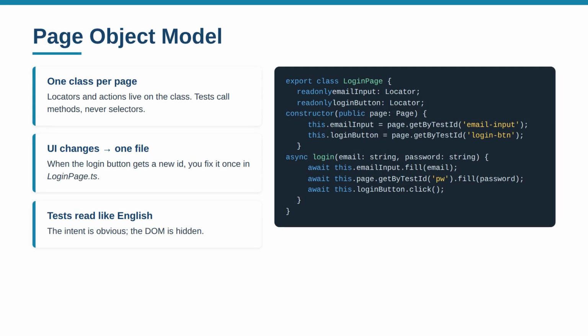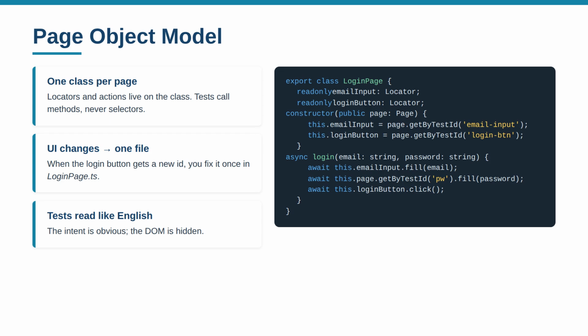The page object model is the design pattern that separates where elements are from what you do with them. One class per page. The login page class knows where the email input is, where the login button is, and how to perform a login action. Tests call loginPage.login with an email and a password. They never reference a CSS selector. They never touch a data-testid directly.